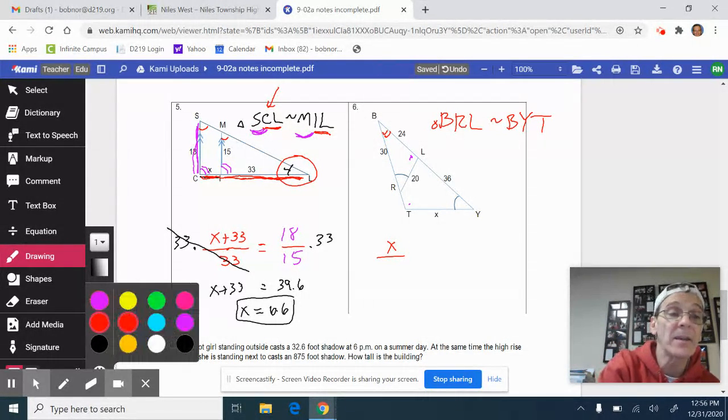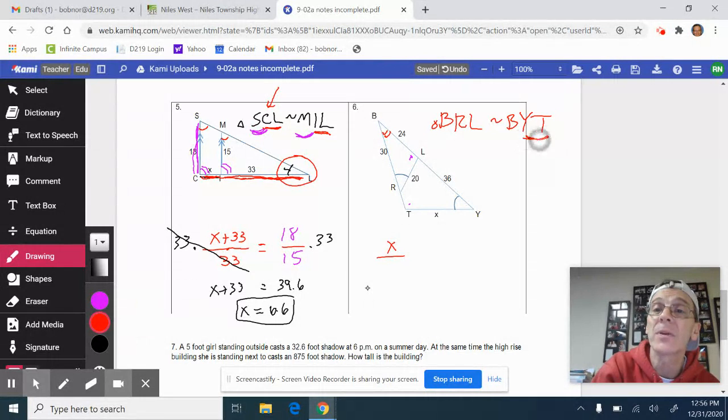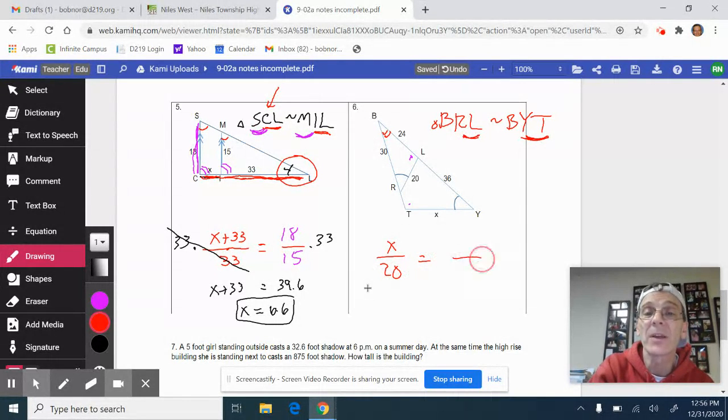And the TY comes from here. That must correspond to the LR, which is how long? LR in this diagram is 20. Okay. Now I need another ratio.